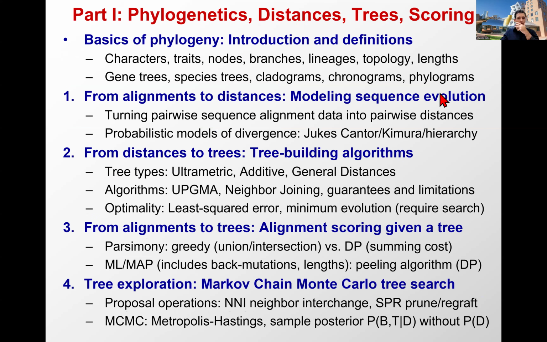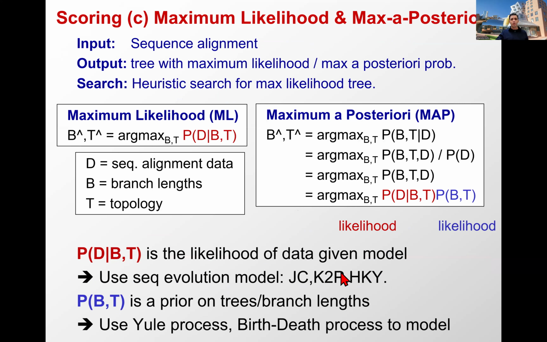Okay, great. So we basically looked at a greedy approach of union intersection that doesn't access all solutions, but still is guaranteed to find an optimal score, or a dynamic programming approach that actually sums up the costs as it goes up the tree. Okay, now let's look at a maximum likelihood and a maximum a posteriori, more probabilistic approach that also includes back mutations, etc. Okay, so what are we going to do?